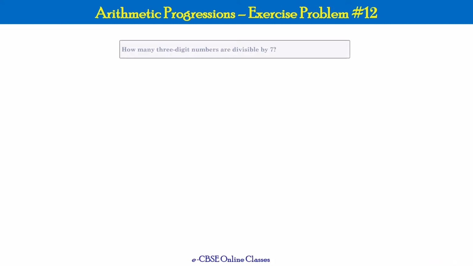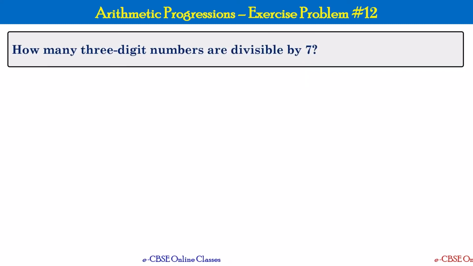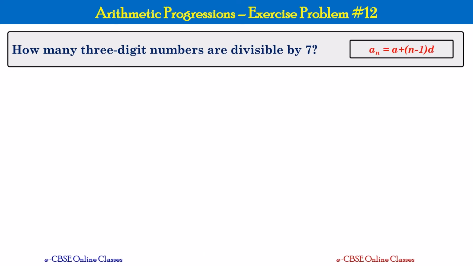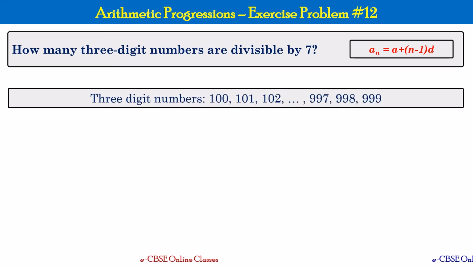Now let's go to the exercise problem number 12. It says, how many 3-digit numbers are divisible by 7? The formula is the same. The general term, the nth term an, is equal to a plus n minus 1 into d. Here, let's find out the 3-digit numbers. That is, it starts from 100, 101, 102, etc., and it goes up till 999, correct?